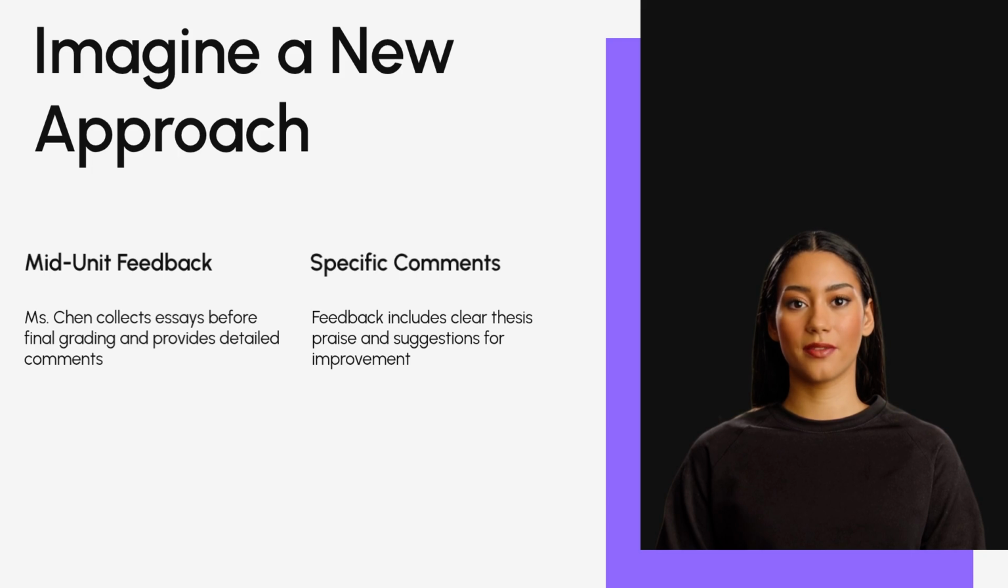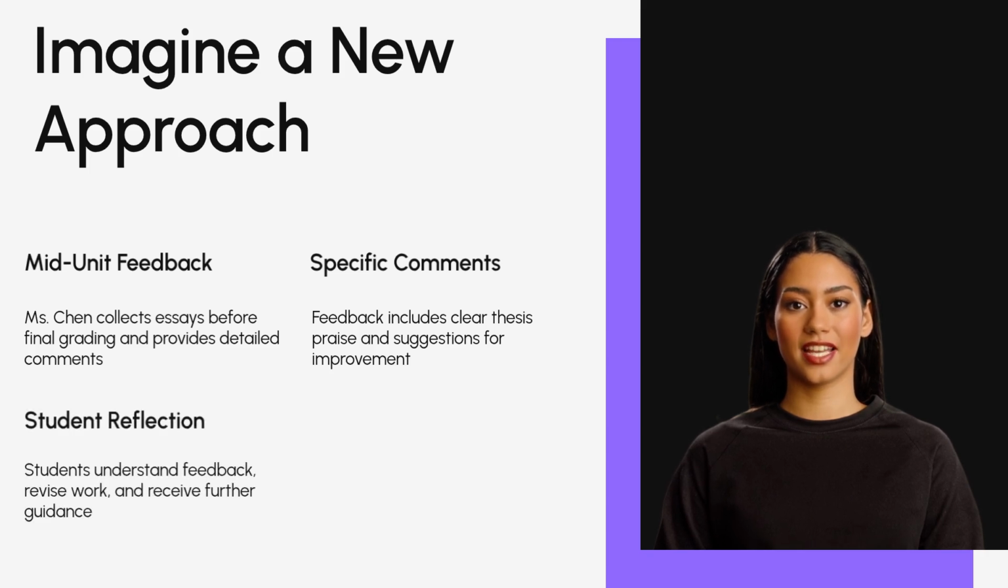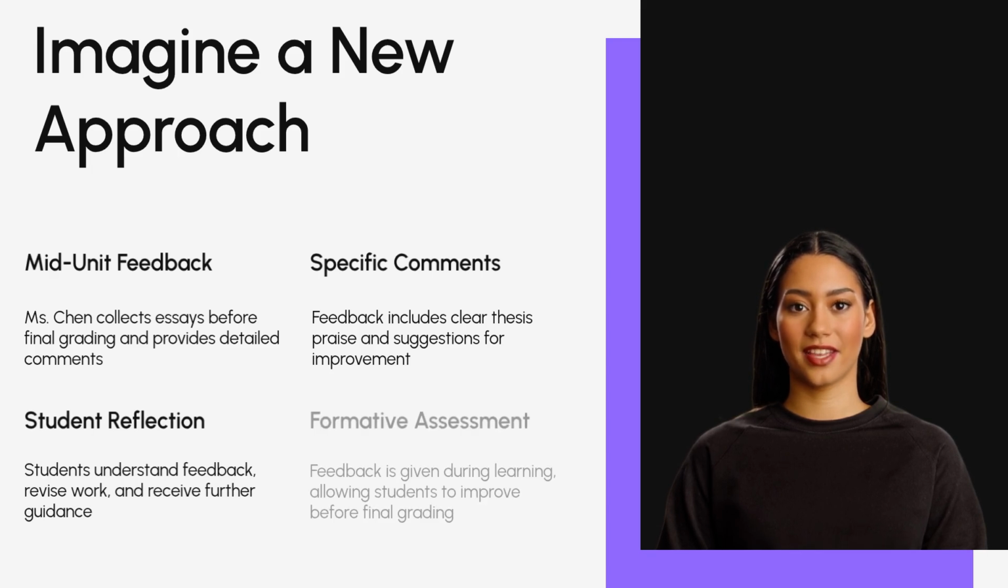The student reads the comment and thinks, "Oh, I see exactly what I need to do." They revise. Ms. Chen looks at it again and gives more feedback. The student improves. Then, at the end of the unit, they turn in a final draft for a grade. By now, they have had multiple chances to learn and improve. That is formative assessment. It is feedback that happens while students are still learning, before the stakes are high.